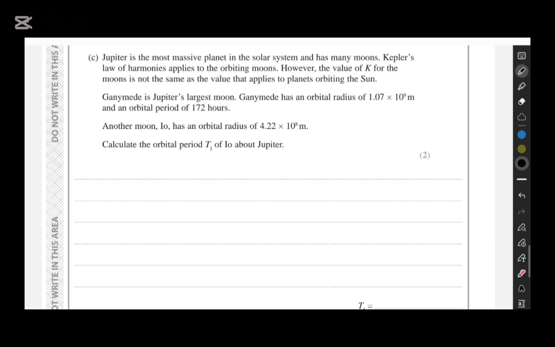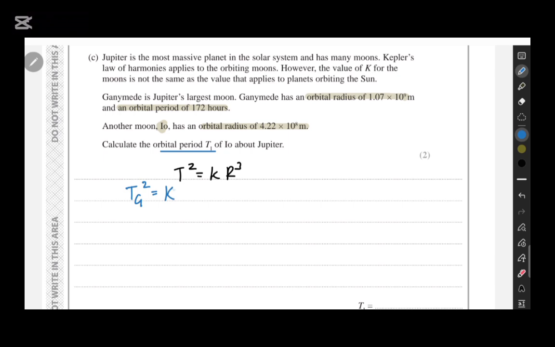Okay, that makes sense. Let's highlight this. So orbital radius, and then we have an orbital period for Ganymede. Then we have another moon, Io, and it has an orbital radius of this. Okay, so first of all, I know T squared is equal to k r cubed. Now what I'm supposed to find is the orbital period of Io. So let's write the orbital period of G, which is Ganymede.